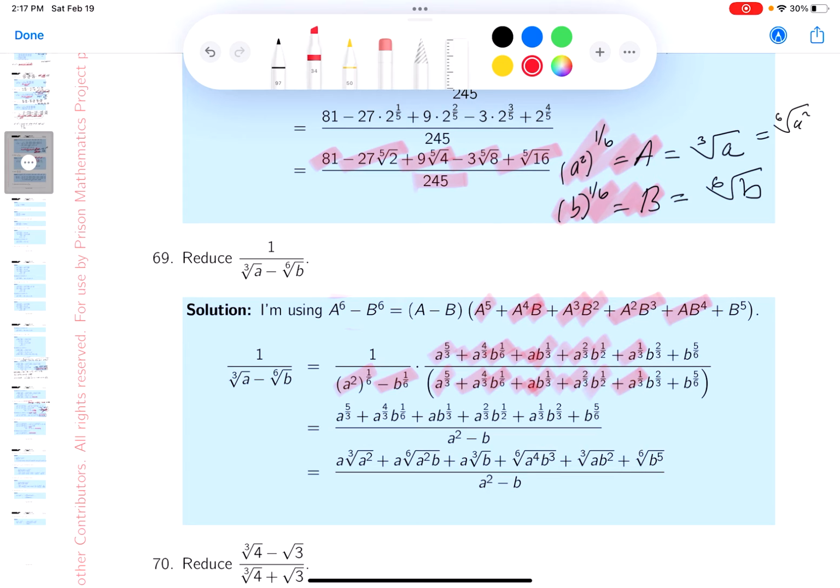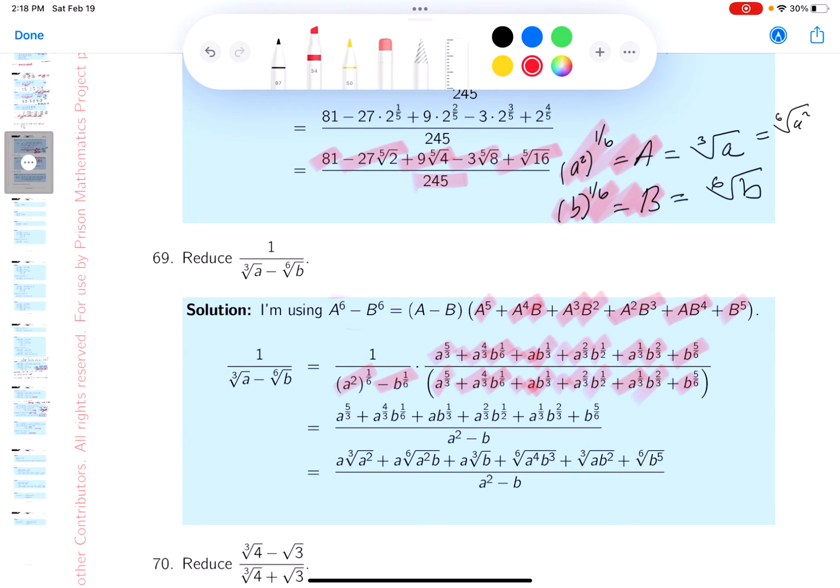And then you're going to get B to the fourth power. Well, that's 4/6, which is 2/3. Okay? Last but not least, we do the last guy, which is B to the fifth power. And what's B to the fifth power? Oh, geez. That's going to be 5/6, right? B to the 5/6.